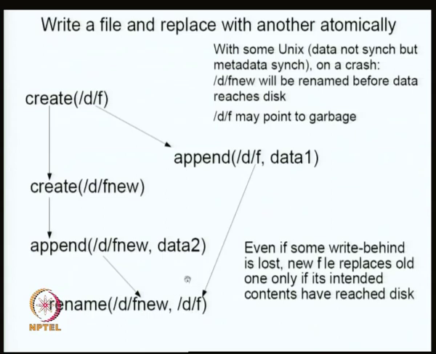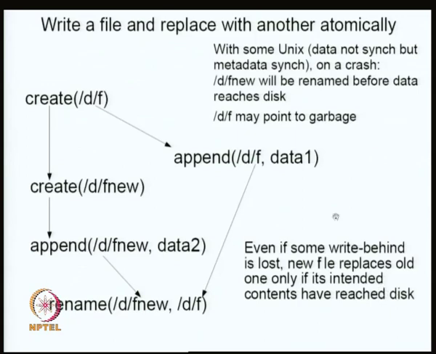Okay. So because of this double arrow relationship, even if some write behind is lost, okay, because if it is lost, what does it mean? It means that I am guaranteeing that if one of these things died, then I will not get to this point. That is a guarantee that the double arrow gives me. So even if some write behind is lost, the new file replaces the old one only if its intended contents reached disk.